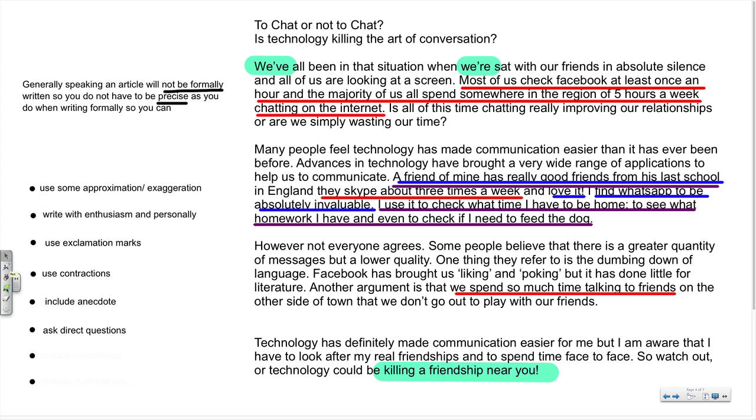We can ask direct questions. This is very frequently done in the introduction. We ask a direct question of the reader. We can also use imperatives. The imperative is right at the end. So, watch out, take care, be careful. Again, this is part of our summarising strongly.